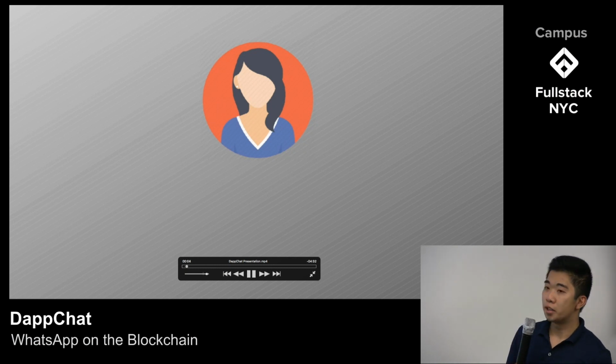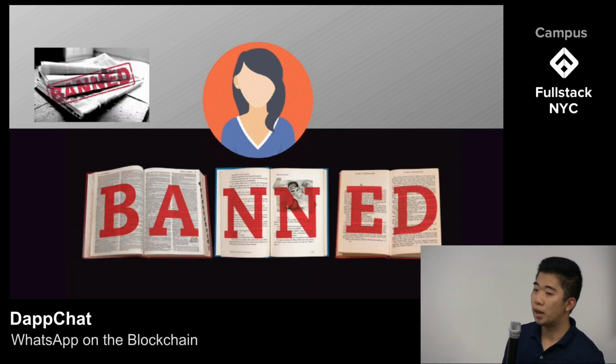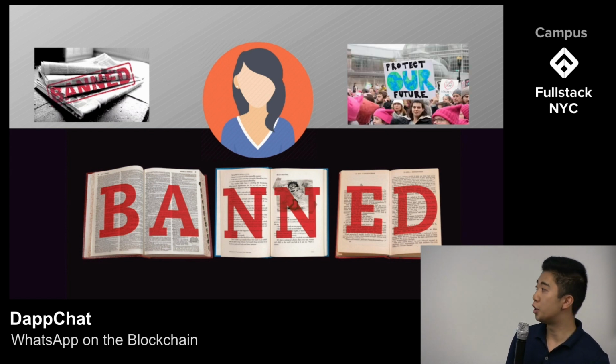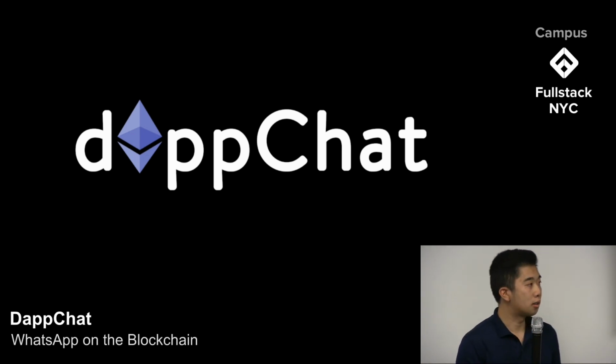This is May. May lives in a country that does not recognize the freedom of speech. In her country, certain books are banned, news and current events are censored, and people like May cannot communicate without fear of retaliation. This is why we made DappChat. DappChat is an open source WhatsApp WeChat alternative built on the Ethereum blockchain. By leveraging the blockchain, messages cannot be censored and can be accessible by anyone, anywhere. Now Thomas will walk us through the user story.